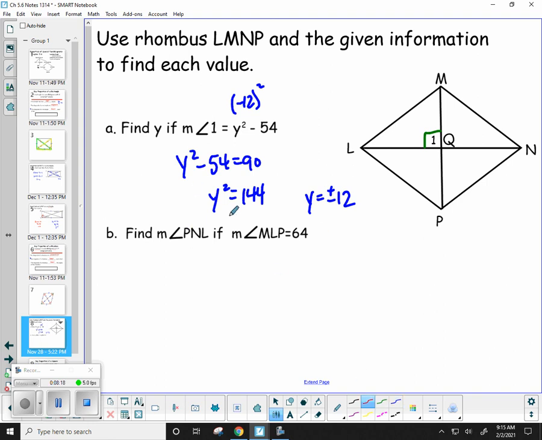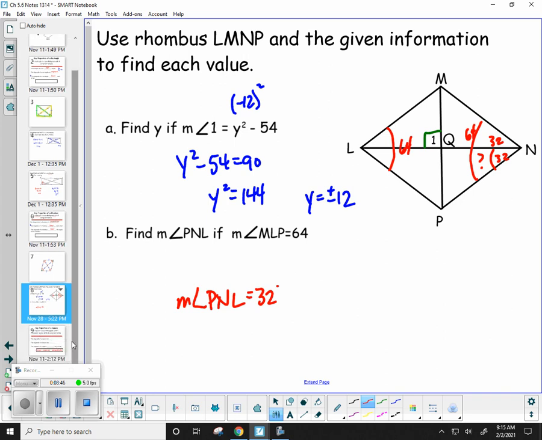Next one, it says find the measure of angle PNL. I want to know this angle right here. If angle MLP, this whole thing, is 64, well, this whole angle has to be 64. And I know that the diagonal bisects that big angle, so that's got to be 32 and 32. So the measure of angle PNL is going to be equal to 32 degrees.